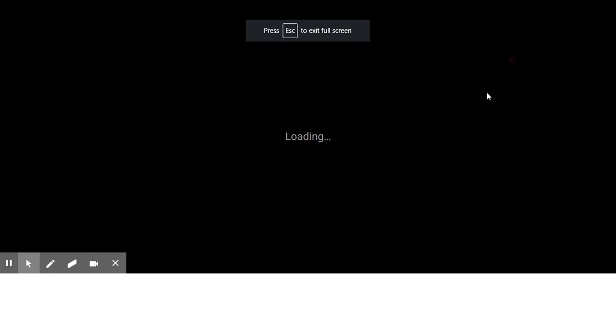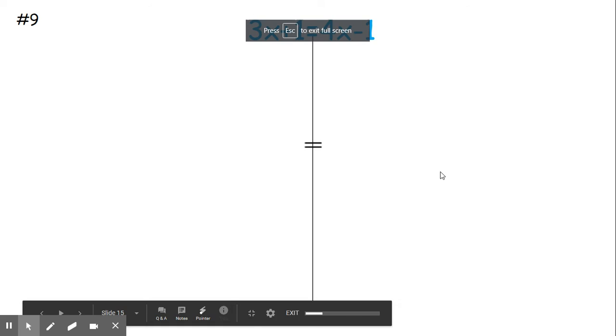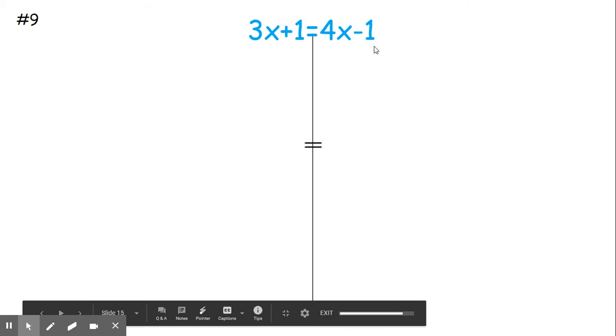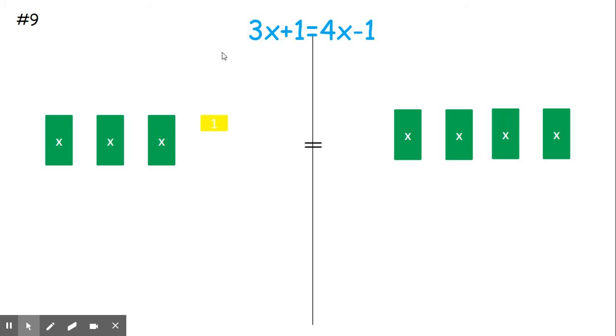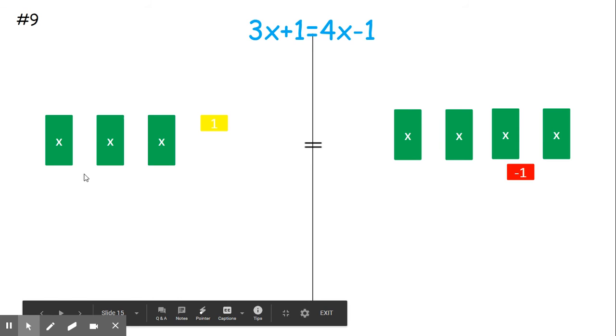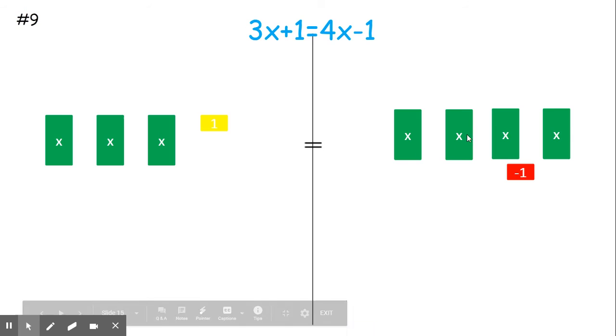Ooh, this one's an interesting one. So we have 2 variables and 2 constants. I have a positive 3x, so I need 3 greens, a positive 1, so I need 1 yellow, positive 4x, I have 4 variables, 4 green ones, and a negative 1, so that means I need a red. Okay, so I need to move my variables with my variables and my constants with my constants. So my bars with my bars and my tiles with my tiles.